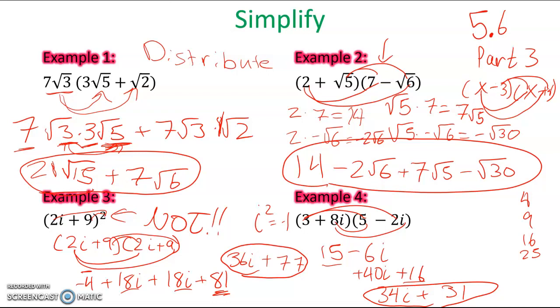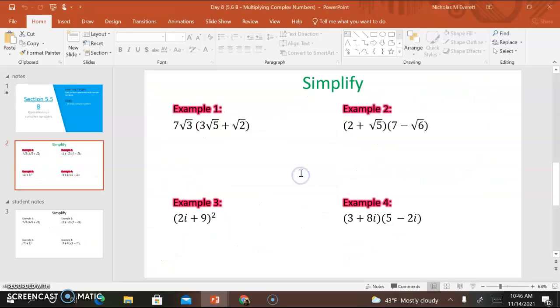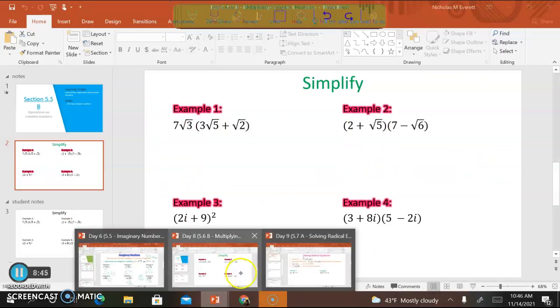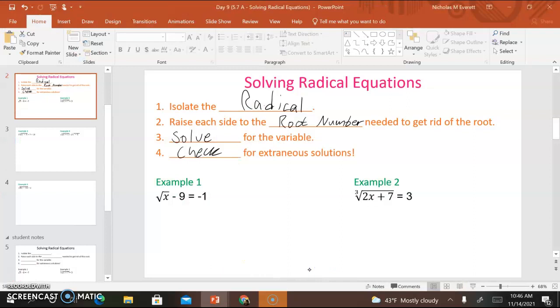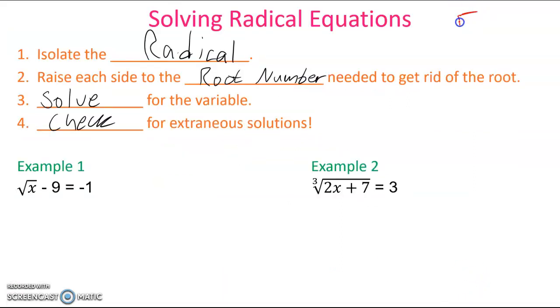Alrighty, so that is kind of the end of 5.6. Again, that's just kind of the end of multiplying and distributing different complex numbers and all that kind of stuff. From there, we're going to go into the start of 5.7, part 1, which deals with solving radical equations. So it's essentially equations that have radicals inside of them, and we need to solve them. All right, so this is part 1, sorry.